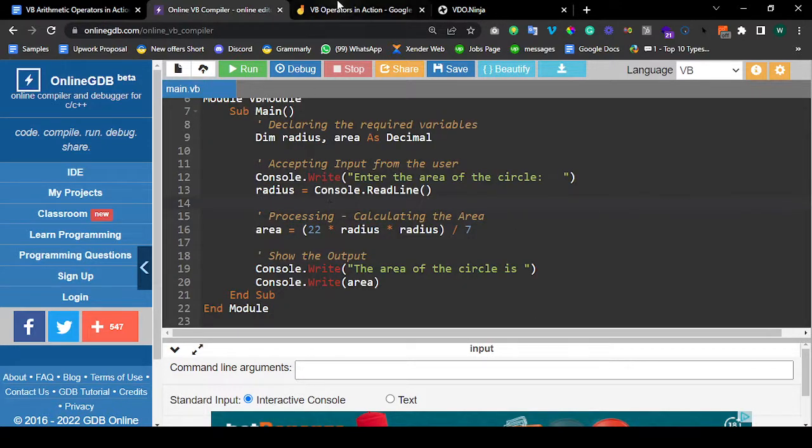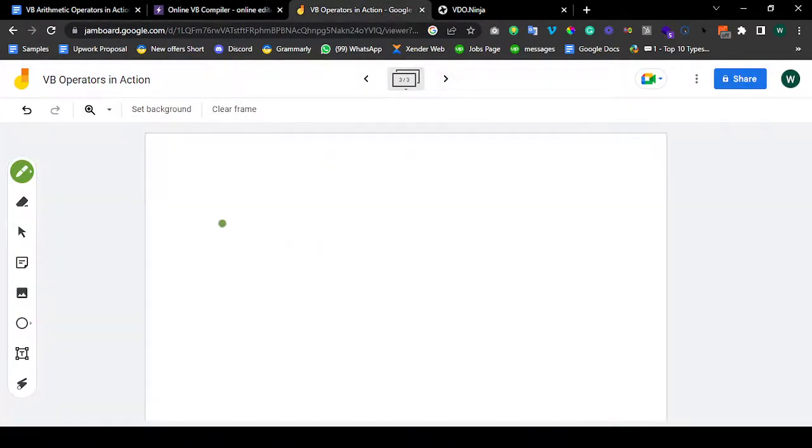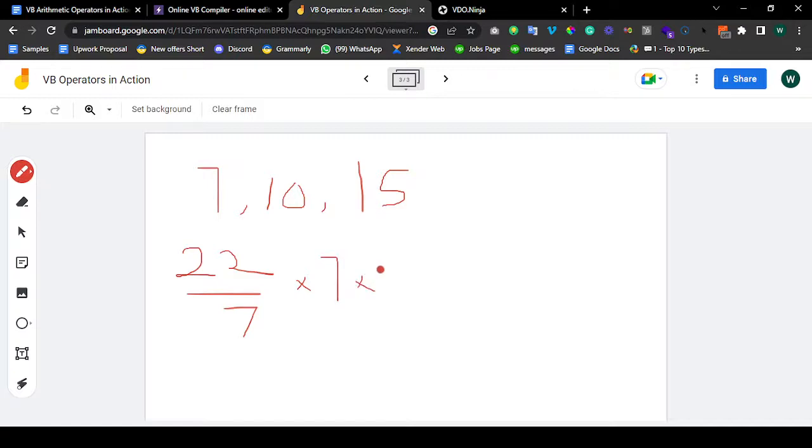So let's think of inputs that we can put to our program. If I use 7, then I use 10, and maybe 15. So 7, 10, and 15, those are going to be our inputs. If I'm using 7, so 22 divided by 7 times 7 times 7, this will cancel this. So 22 times 7 should be 154.